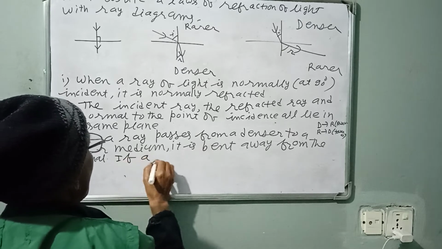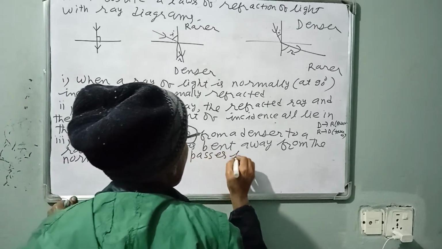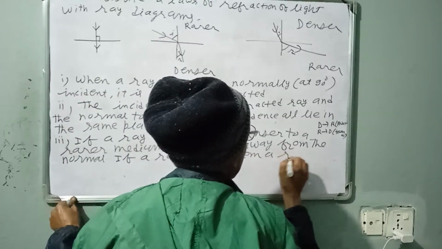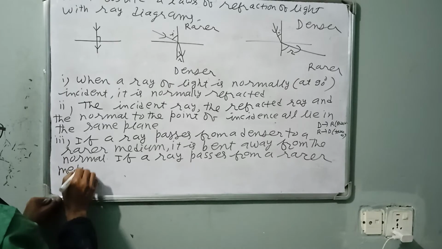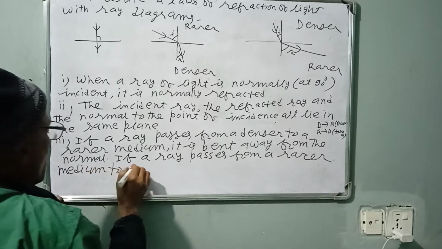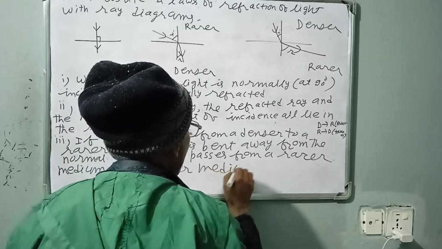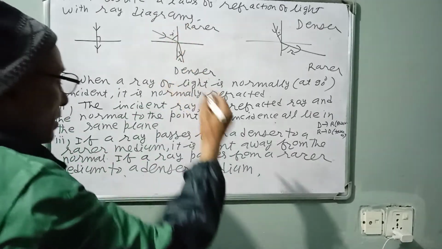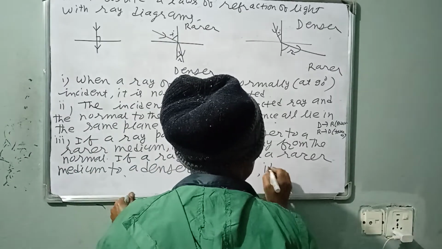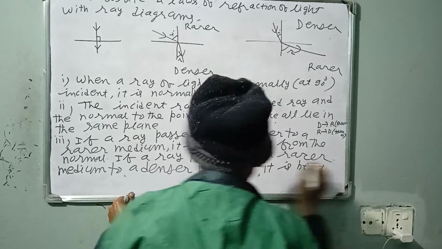If a ray passes from a rarer medium to a denser medium, rarer medium to a denser medium, thin to thick, what happens? It is bent towards the normal.